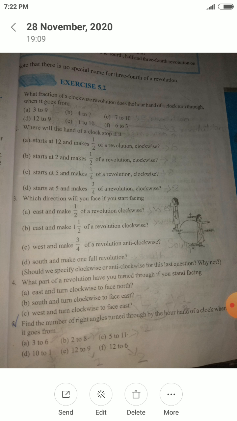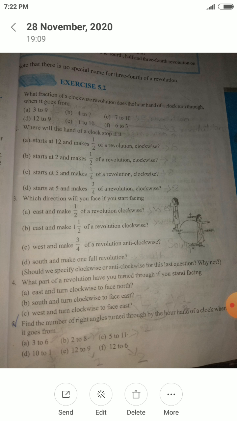Next one, B. East and make 1.5 of a revolution clockwise. 1.5, first one turn and again half. Where will you stop? Again it is west. One revolution plus half revolution, you will face the east again, and opposite to it is west. C. West and make 3/4 of a revolution anti-clockwise. C is north. When west and make 3/4, you will stop facing north.